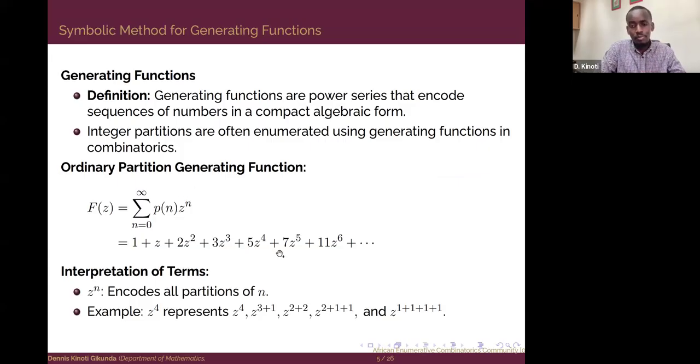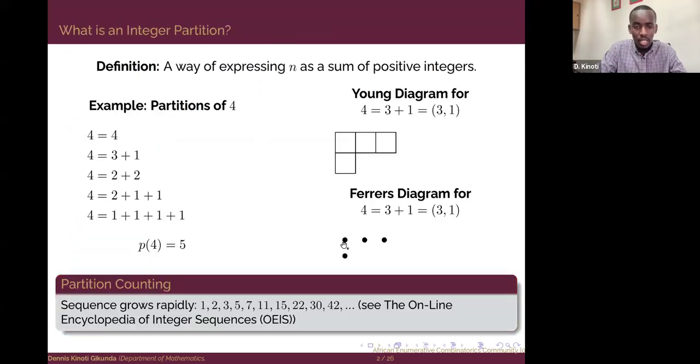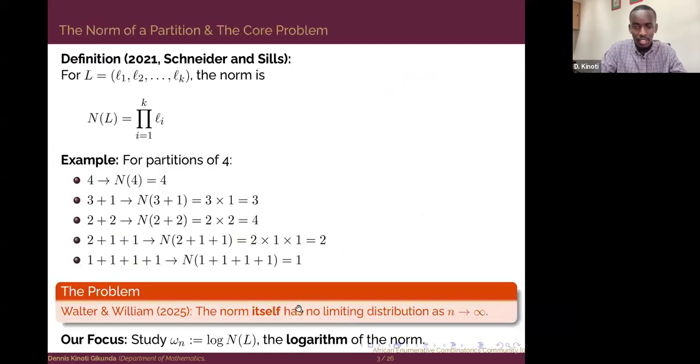So in our case here, if you look at this series, the first term of the series is 1, which you can see here. You can have z to the power 0. So it's the coefficient of z to the 0, z to the 1, the coefficient is 1, z to the 2, the coefficient is 2, and so on. If you look at these numbers, here it's 1, 2, 3, 5, 7, 11. This is the same sequence we have here. 1, 2, 3, 5, 7, 11, 15, and so on and so forth.